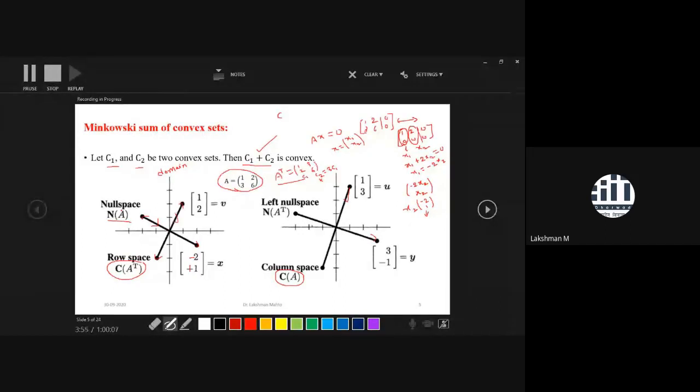Resultant would be complete R. That means N(A) plus, so simply I would like to write it here: column space of A transpose, that means row space of A, plus. If you sum it up, remember these two are just infinite sets, that means lines. You are taking two lines, one line is row space of A and another line is column space of A. If you sum these two, the resultant would be the complete R2 plane, this two dimensional Euclidean space.